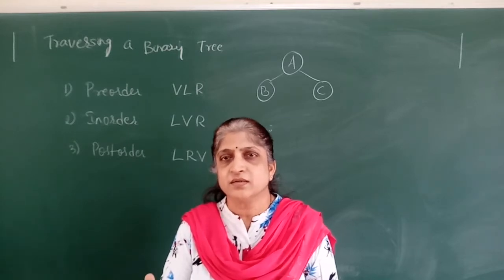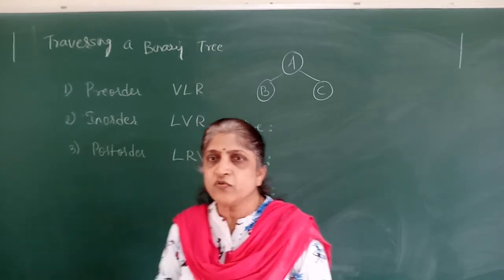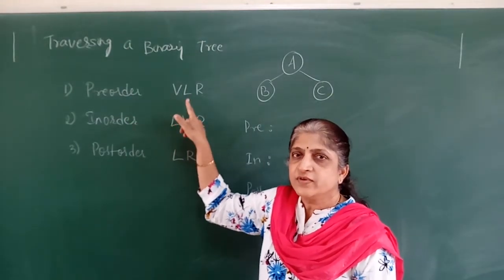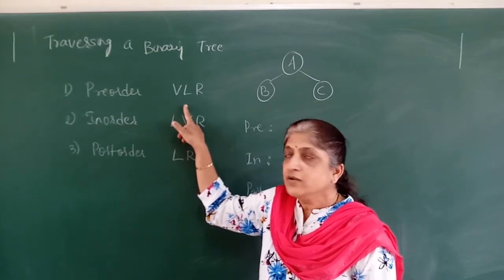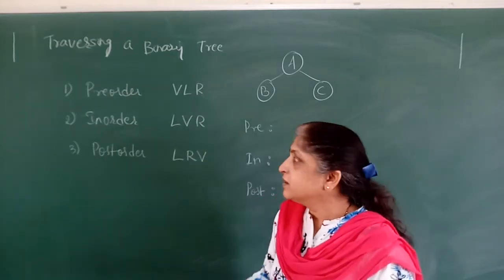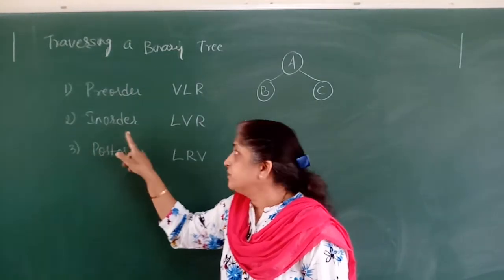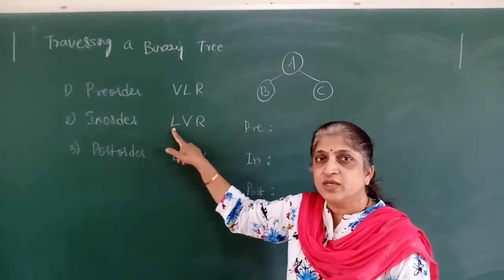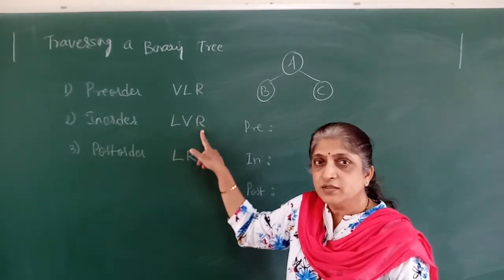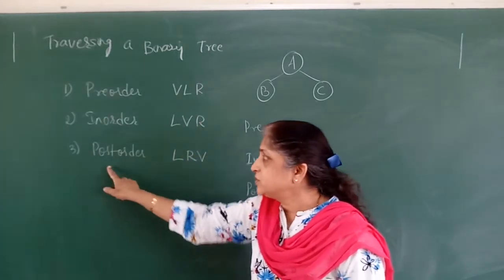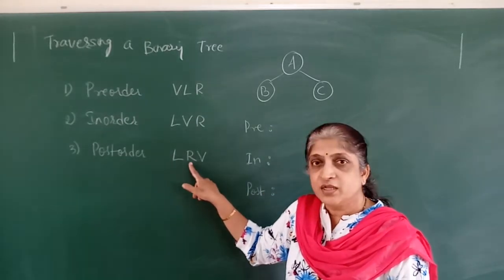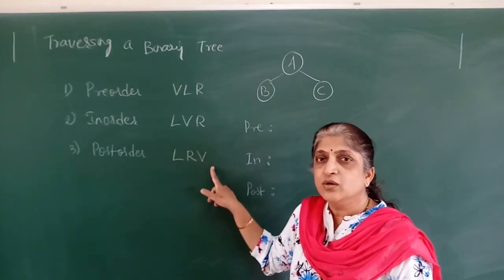Then how do we traverse this? In case of pre-order traversal, we first visit the root node, then we visit the left subtree in pre-order, then visit the right subtree in pre-order. It's a recursive definition. In case of in-order traversal, we first visit the left subtree in order, then we visit the root, then go to the right subtree in order. In case of post-order, we first go to the left subtree in post-order, then the right subtree in post-order, then we visit the root.